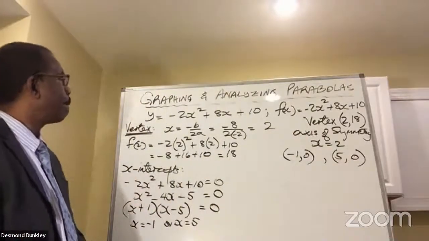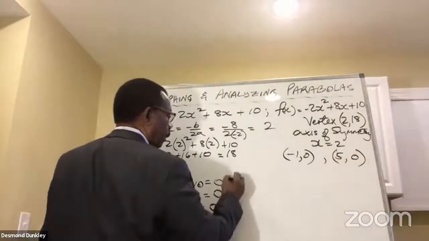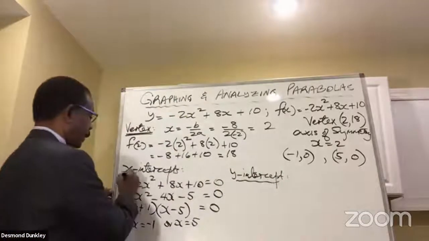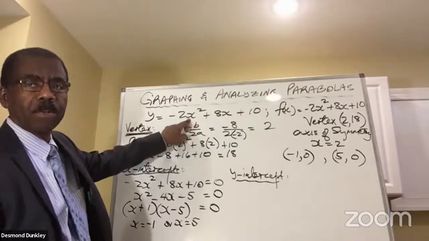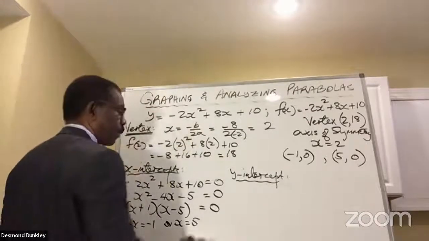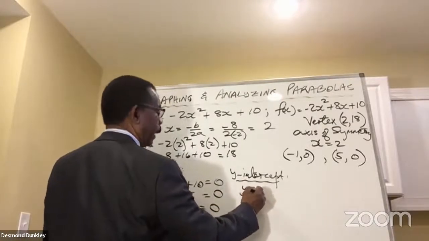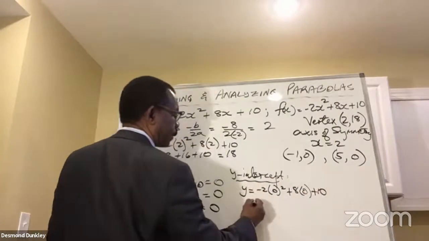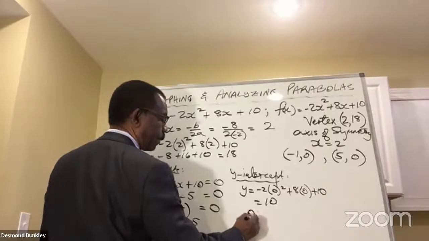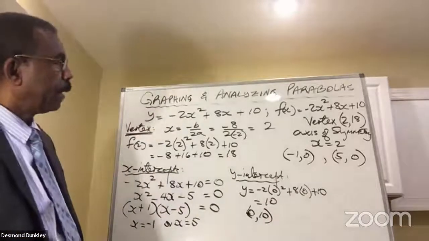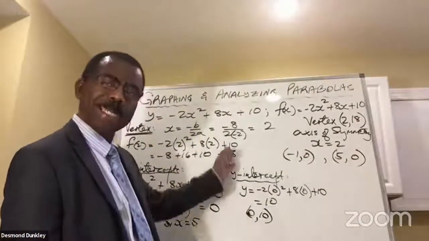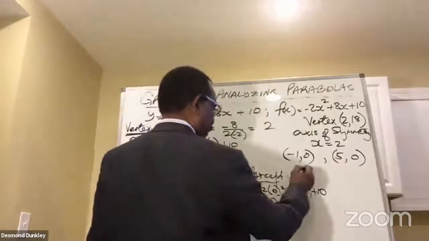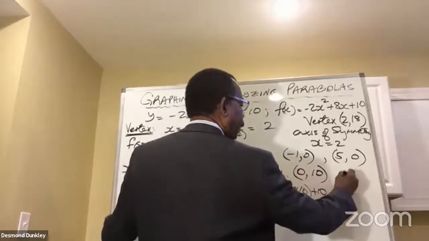And now let's see if we can find the y-intercept. For the y-intercept, we know that x has to be 0. At where it cuts the y-axis, x has to be 0. So we know y is going to be equal to negative 2 times 0 squared plus 8 times 0 plus 10. So that gives me 10. So the y-intercept is 0, 10. And check this out. Our axis of symmetry is 2. So 0, 10, okay? So when you go to 2 is a mirror. So we have to go 2 more, so it's 4, 10. So we have 0, 10, as well as 4, 10.